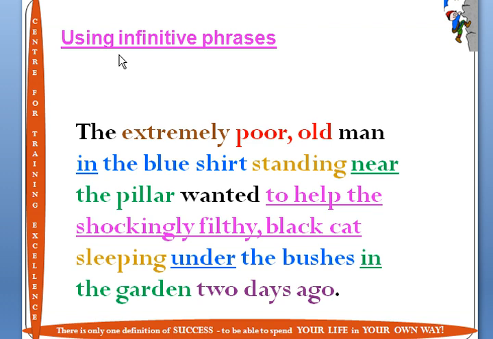Here we have used an infinitive phrase to help the shockingly filthy black cat. It is an infinitive phrase because it begins with the infinitive to help. So, my sentence becomes, the extremely poor old man in the blue shirt, standing near the pillar, wanted to help the shockingly filthy black cat sleeping under the bushes in the garden 2 days ago.